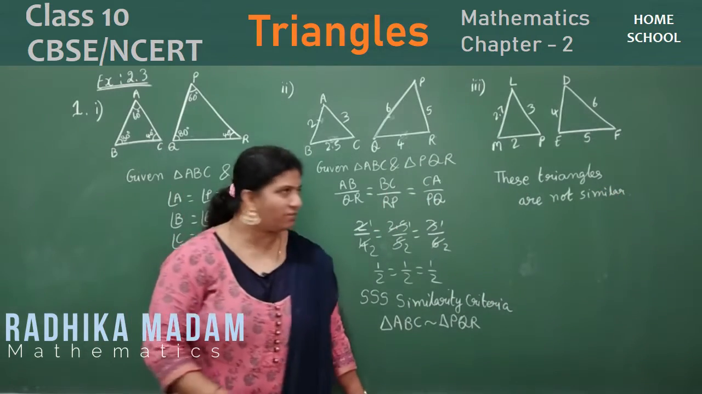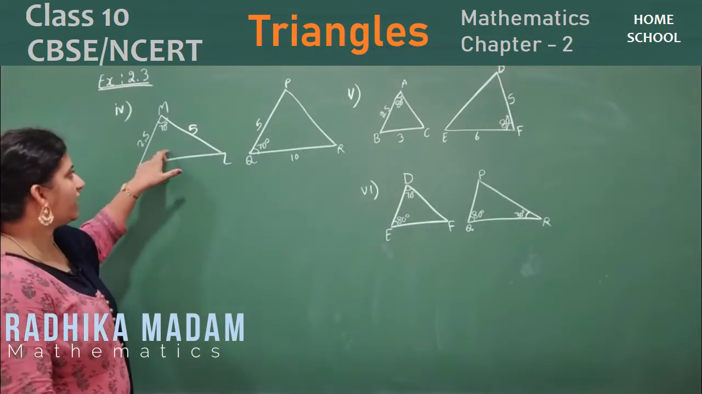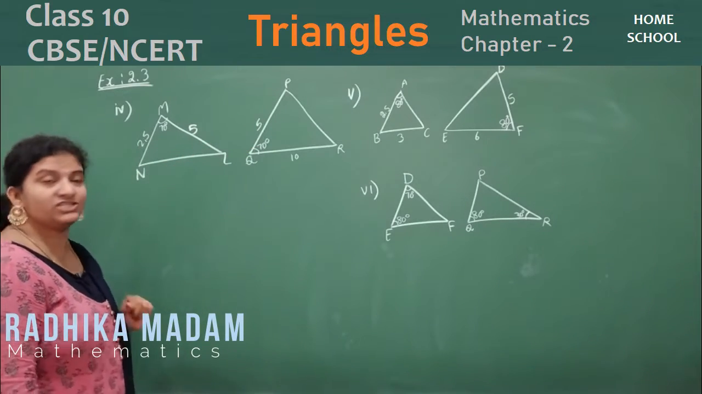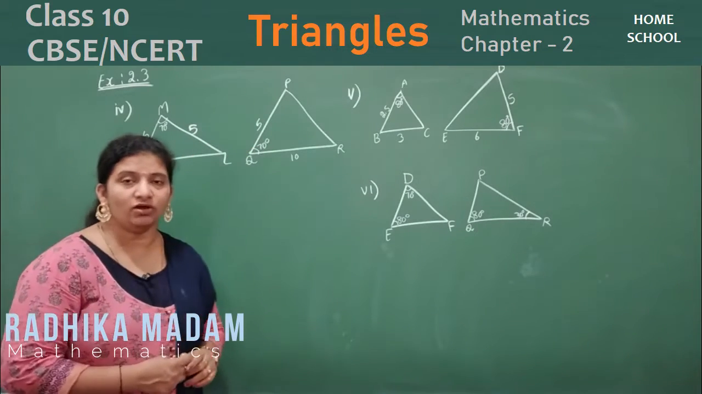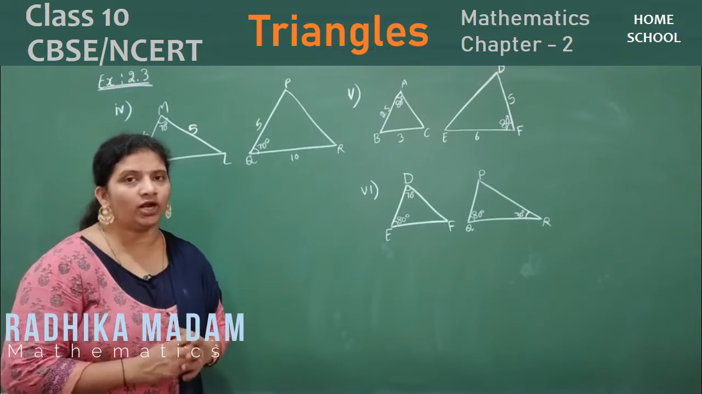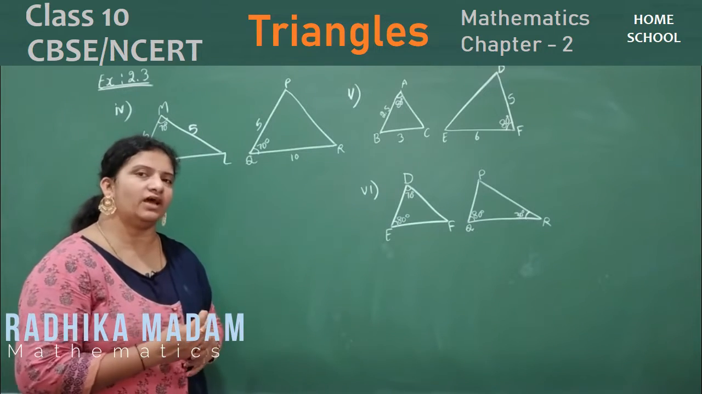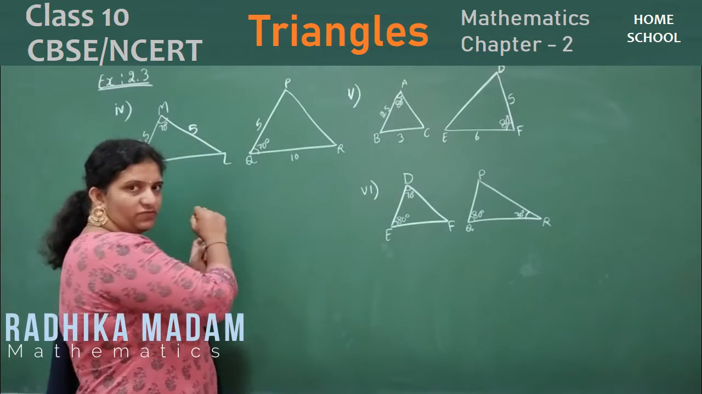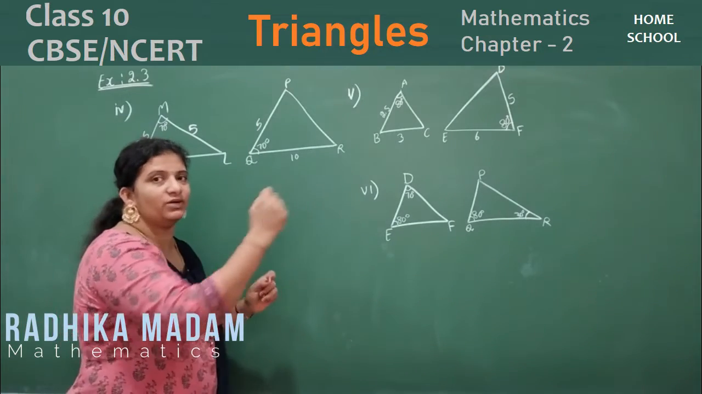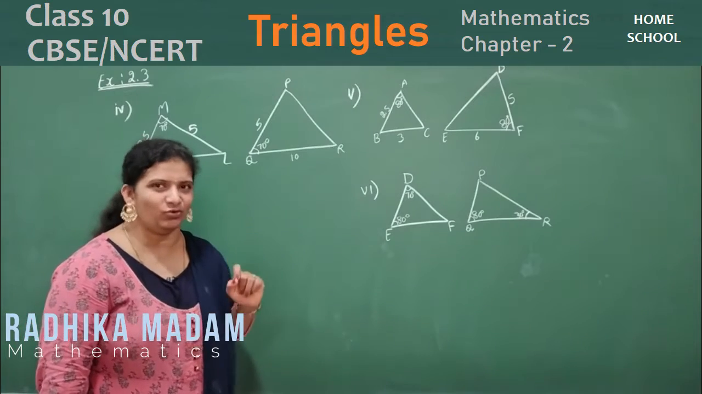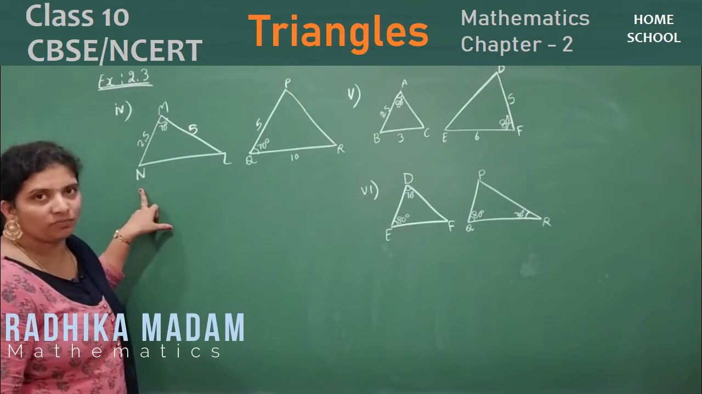Okay, let's see the next problem. Fourth problem. Can you see the two triangles here? A pair of triangles are there. See children, the last three problems we have done: are they similar or not? Yes, they are similar, and by which criteria? First one is, second one is, third one. No, they are not similar. We forgot to write yes and no, right? So coming to your fourth problem here.